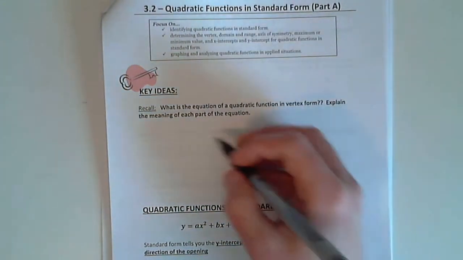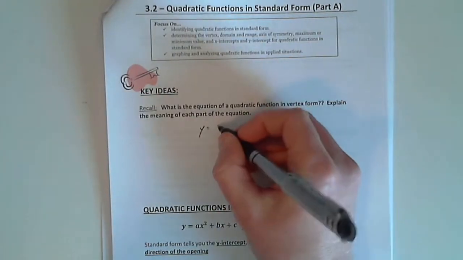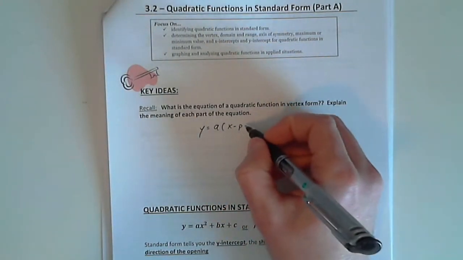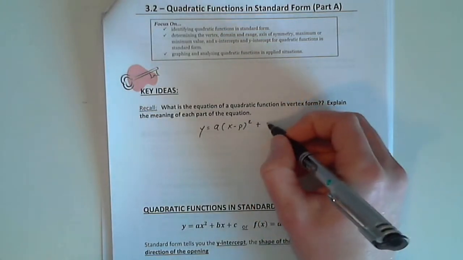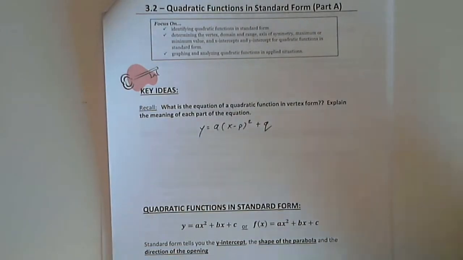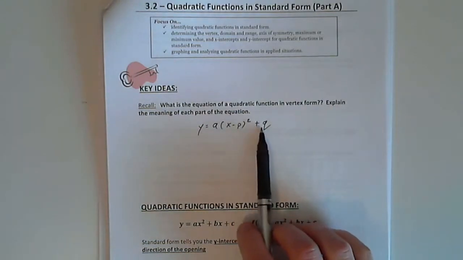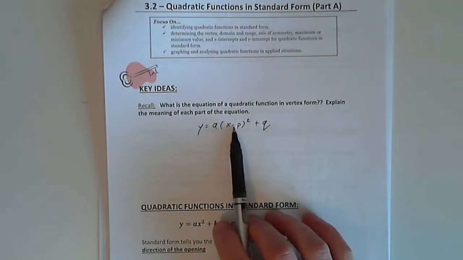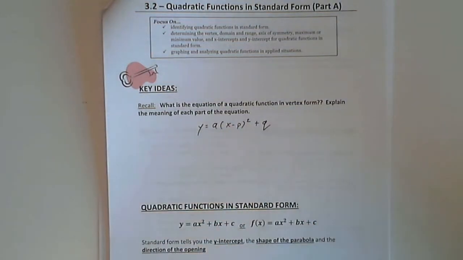You should try and do this on your own first. Pause the video. We have the equation y equals a(x minus h or p) squared plus q. Please try and write it. I don't mind if it's h and k there, but everything else should be exactly this way. You should have an a in the front. You should have the minus sign. If you don't have the minus sign, you're doing it wrong. And a plus at the end.